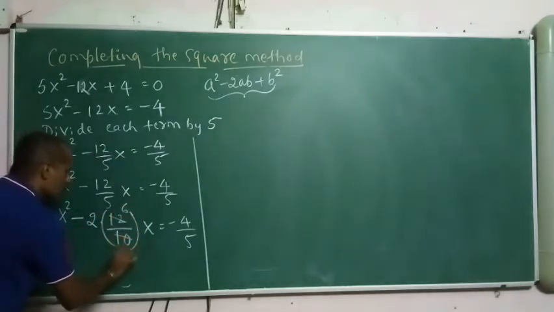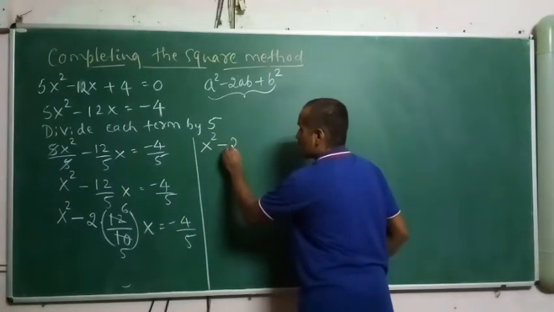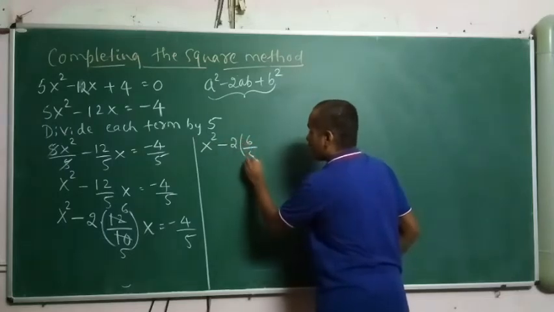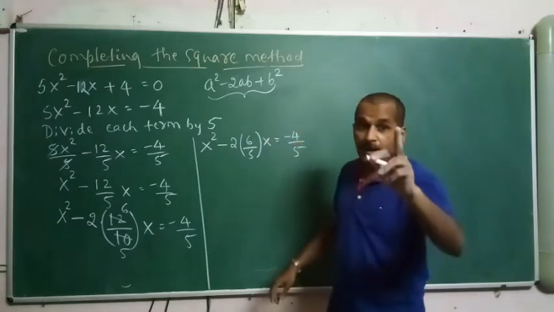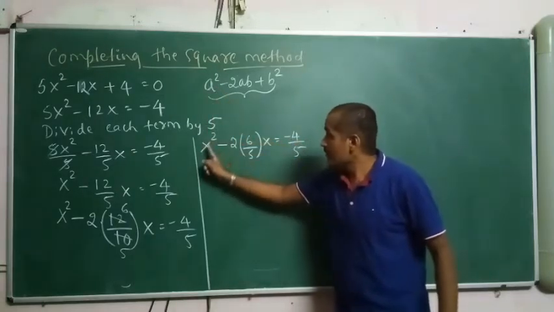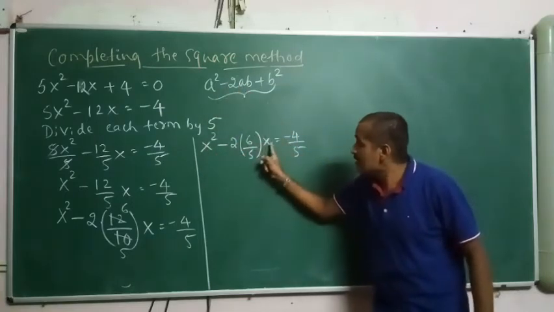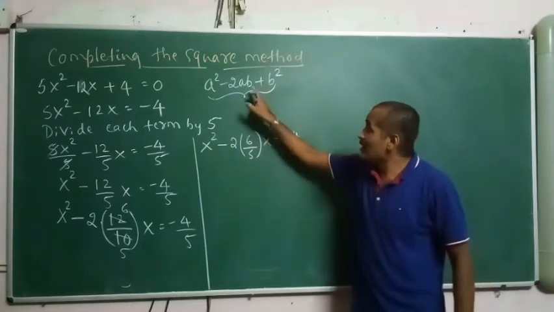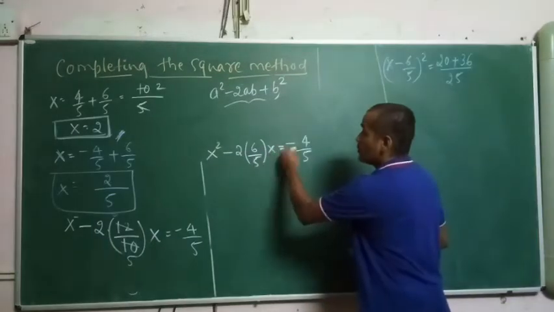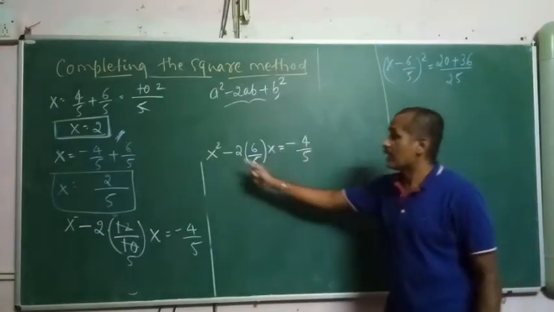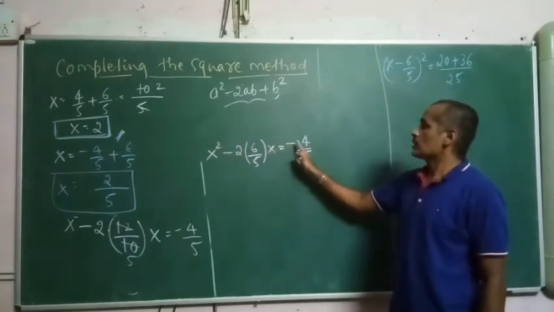2 6s are 2 5s. What is left out? x square minus 2 into 6 by 5 into x is equal to minus 4 by 5. My children, what do you want now? a square minus 2 into a into b. My dear children, this is called the ab term. It is equal to minus 4 by 5. a square minus 2ab is equal to minus 4 by 5.